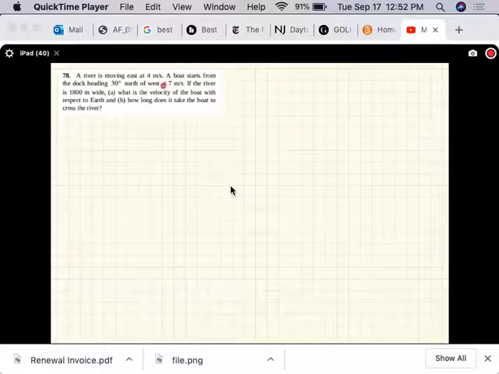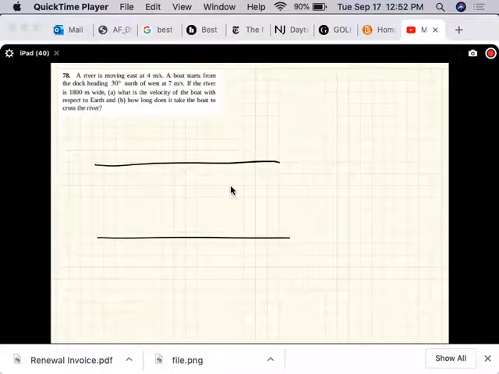At 7 meters per second. If the river is 1800 meters wide, what is the velocity of the boat with respect to the earth, and how long does it take the boat to cross the river? Okay, so now in this problem you would have to use the technique that we used in the previous problem. Okay? All right, so let's do a diagram first.